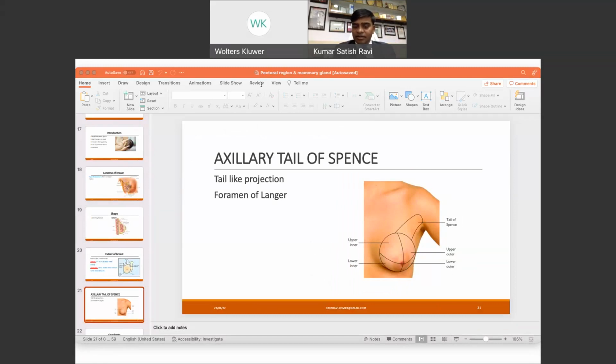Sir, does mastectomy affect another secondary sexual character in the body? No, it doesn't affect, because this is secondary. Usually it doesn't affect, because I said it is an accessory reproductive organ.